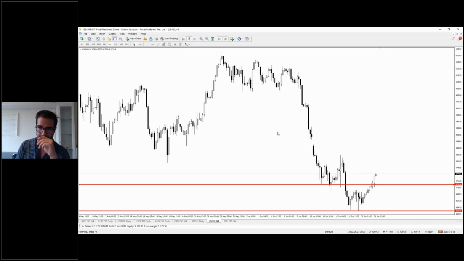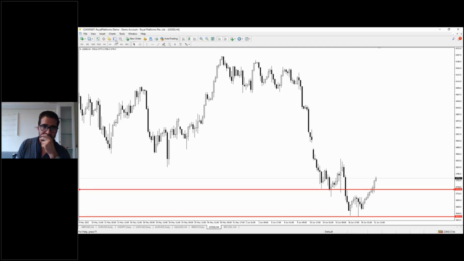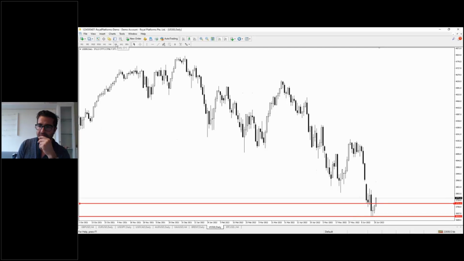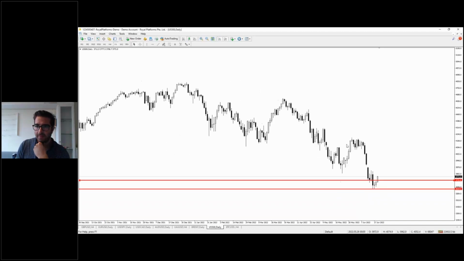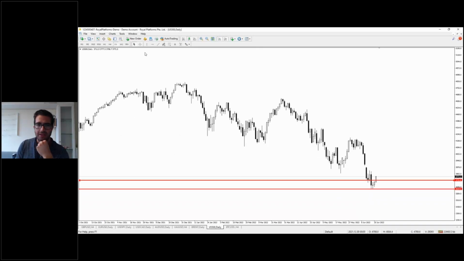US 500. US 500 made an engulfing bullish pattern, which is a reversal pattern here. You can see it. If you look at this pattern here, we have an engulfing bullish pattern. The market moved to the upside.